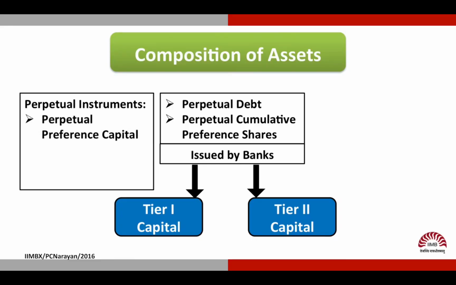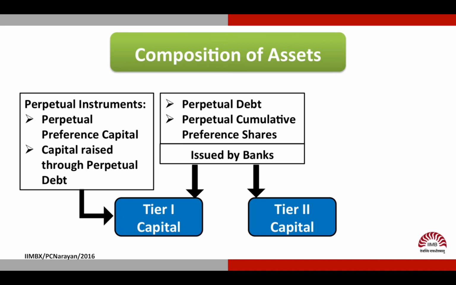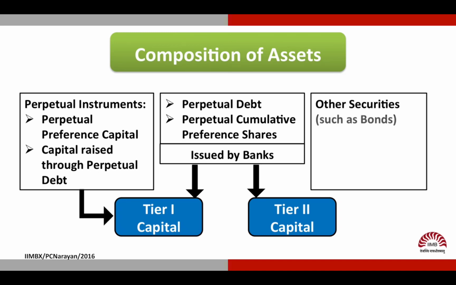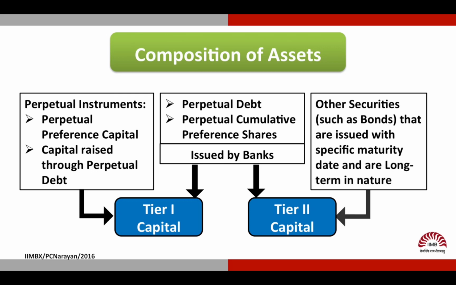Broadly speaking, perpetual instruments, that means instruments with no maturity date, such as perpetual preference capital or capital raised through perpetual debt, can be included in Tier 1 capital. Other securities such as bonds that are issued with a specific maturity date and are long term in nature can be included in Tier 2 capital. Now let's look at risk weighted assets.